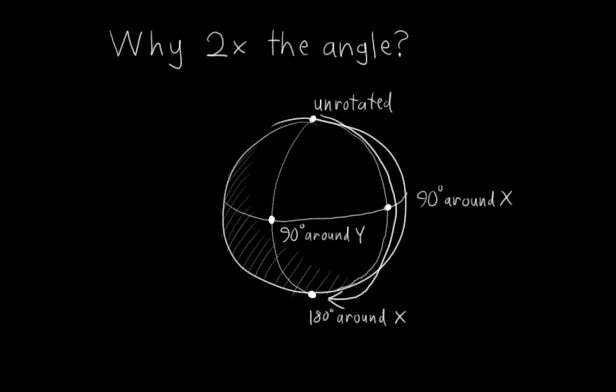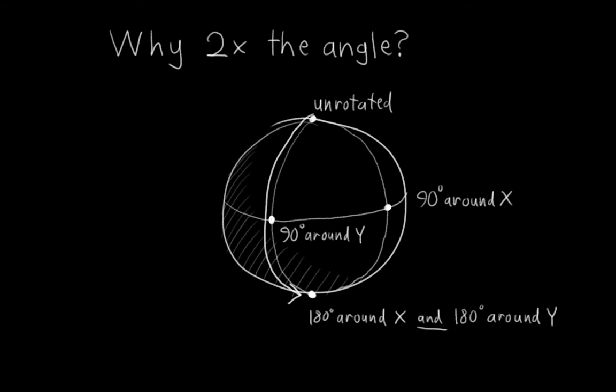Now what about y? Well, let's follow this circle down to... oops. The bottom of the sphere. The bottom of the sphere appears to represent both 180 degrees around x and 180 degrees around y. But that doesn't make any sense at all. If you rotate something 180 degrees around x, or 180 degrees around y, you would get very different orientations. So we need them to be different.